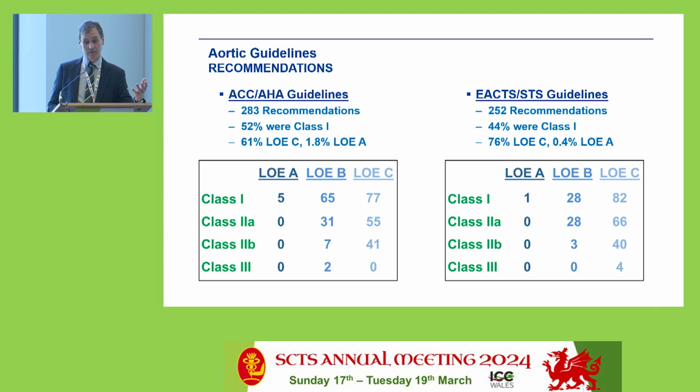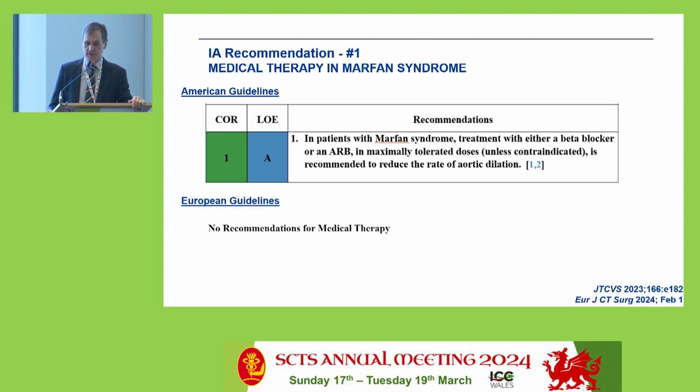So what I want to delve into deeper then is, what are those 5 recommendations from the ACC/AHA guidelines, and are they truly what we would all consider here to be level 1A? Well, the first one is in patients with Marfan syndrome, treatment with either beta blocker or an ARB in maximally tolerated doses is recommended to reduce the rate of aortic dilatation. The European guidelines didn't address medical therapy. That wasn't their mission, I don't think. And so I think we will pass that one off as passing the 1A.